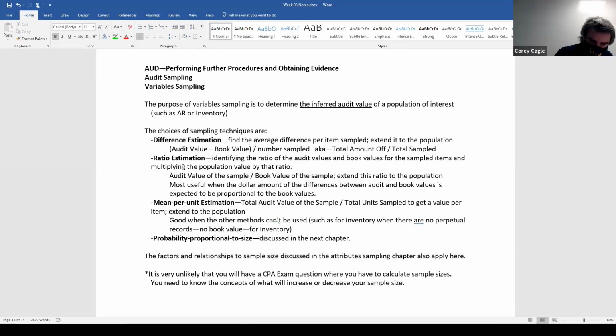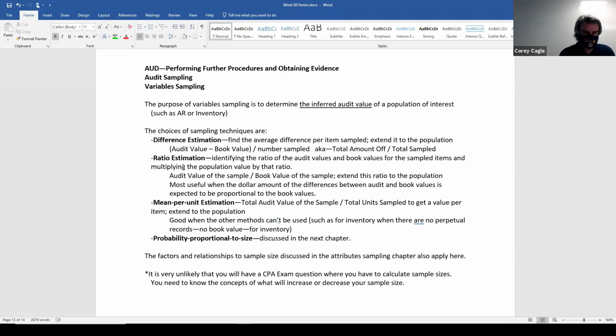Ratio estimation is, I say this sample should have a $300,000 value. They say it should have a $200,000 value. And I divide and get a 1.2 factor, and I apply that to the entire $5 million population to restate it as I think the population should be 6 million. And then I see if I'm okay with that difference, right?